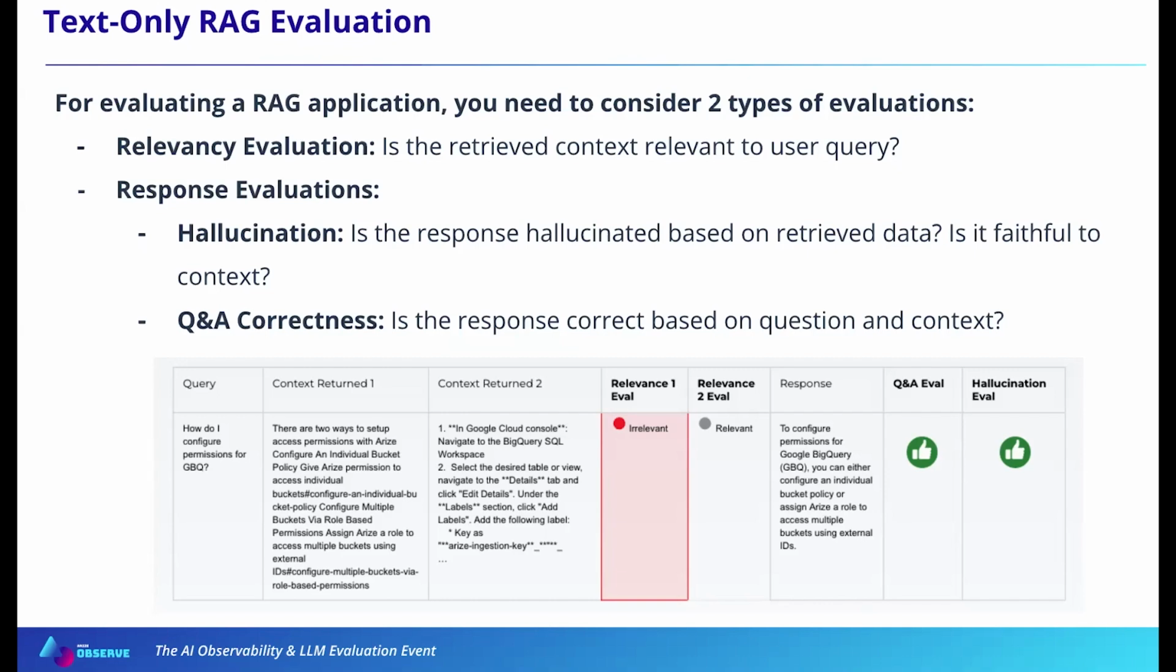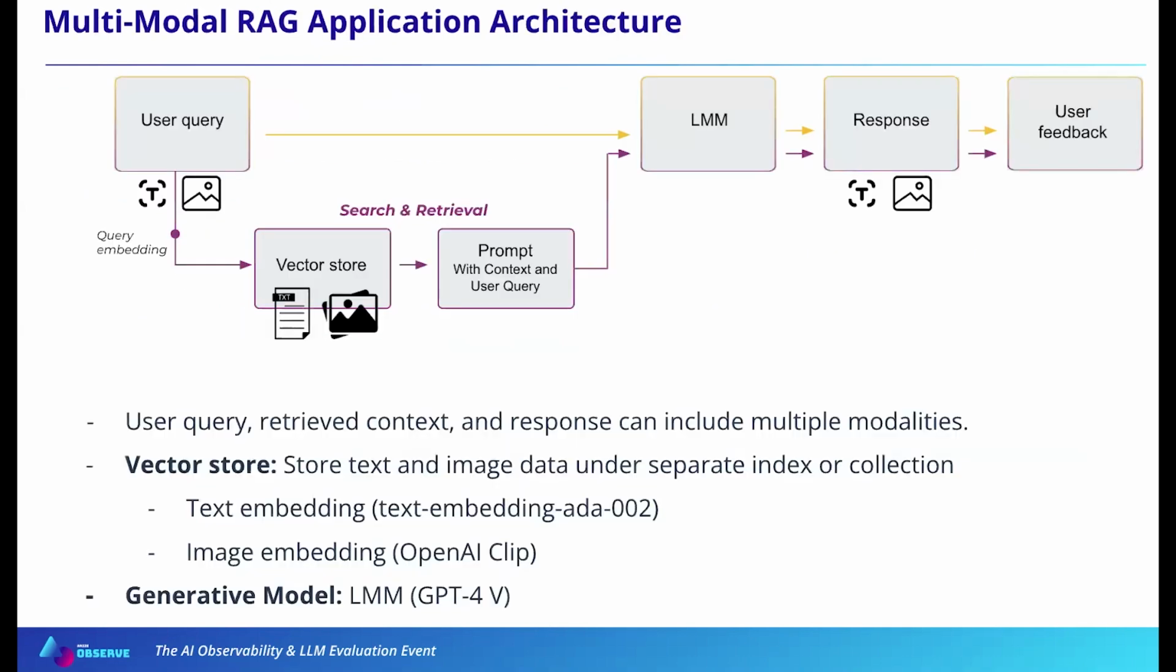Right? So this was an application with a single modality. Now let's try to go a bit more complex. Let's look at a multi-modal RAG application, right? The general idea is actually very simple here. You still have the same architecture, nothing changed. The thing that changes is that the user query, the context, and the response can include multiple modalities. So they can include stuff like audio, image, and text together.